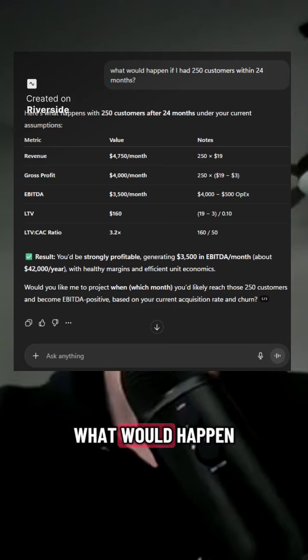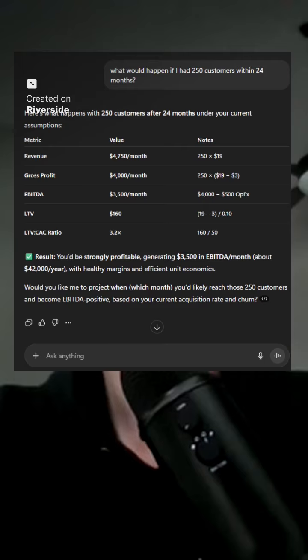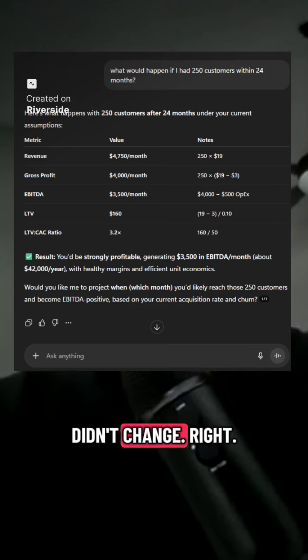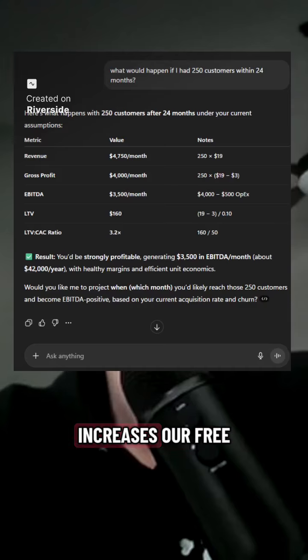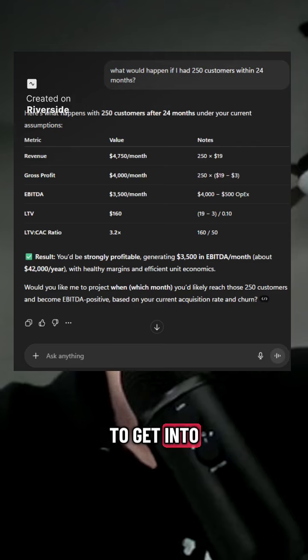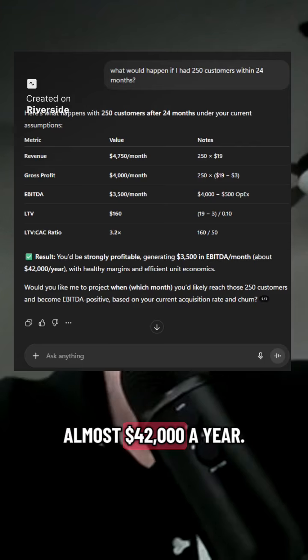So let's say, what would happen if I had 250 customers within 24 months? Our LTV to CAC ratio didn't change, right? We're just saying we're able to get more customers in this case, and that massively increases our free cash flow and causes us to get into the territory of positive EBITDA, up to almost $42,000 a year.